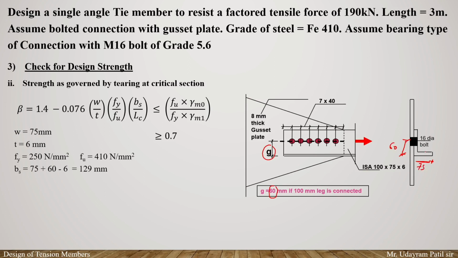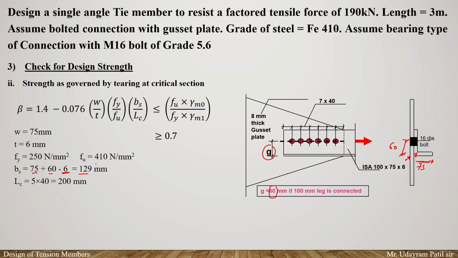So 60 plus 75, and here again, as we have seen previously, the thickness comes in twice extra here. Therefore a full thickness should be deducted. So it will be equal to 75 plus 60 minus 6. Here we have seen that the thickness comes in twice extra, therefore we are going to calculate the center line length. So while calculating the center line length, you have to subtract the full thickness. Therefore the Bs value will be equal to 129 mm.